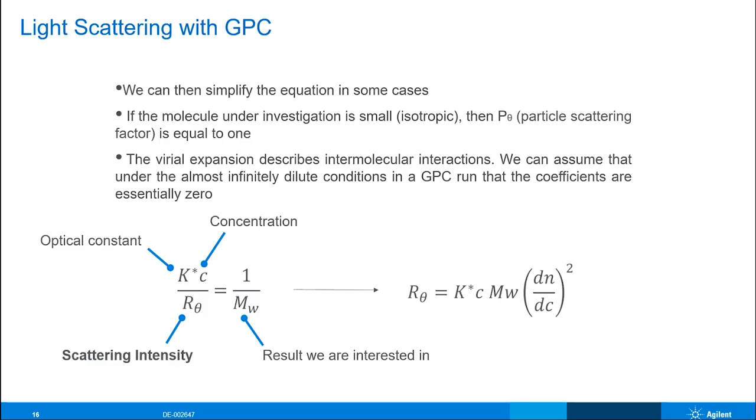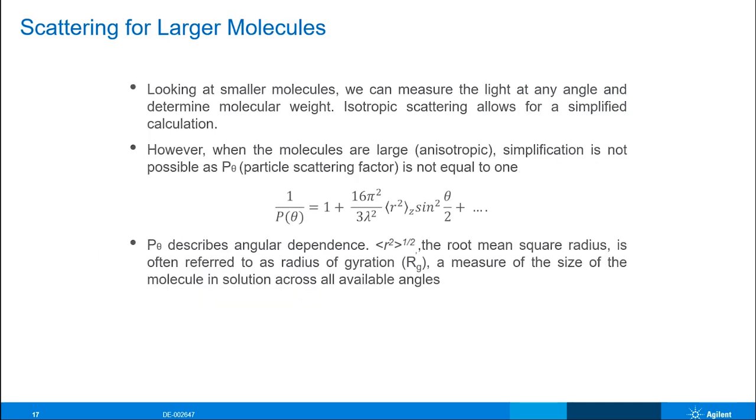That simplified equation for isotropic scattering is nice, but we're not always going to have isotropic scattering in what we're looking at. When we start looking at molecules that are large in solution and look different from different angles that they're viewed at, also known as anisotropic scattering, simplification of the light scattering equation isn't possible, and we need to have this particle scattering factor thrown back in the mix.